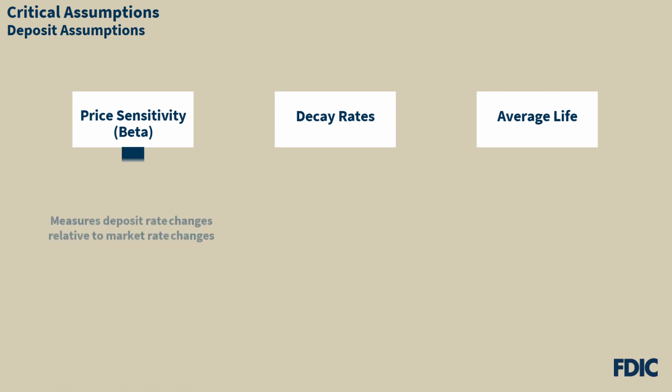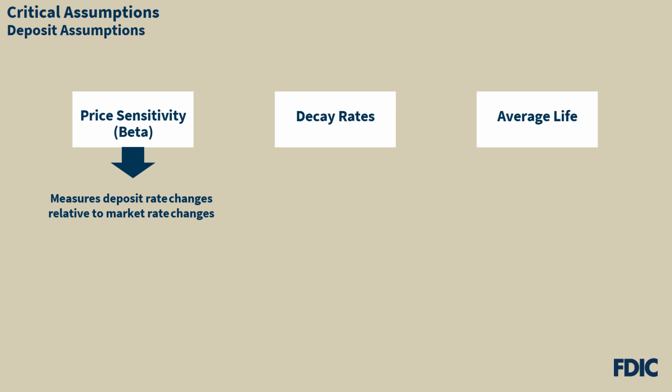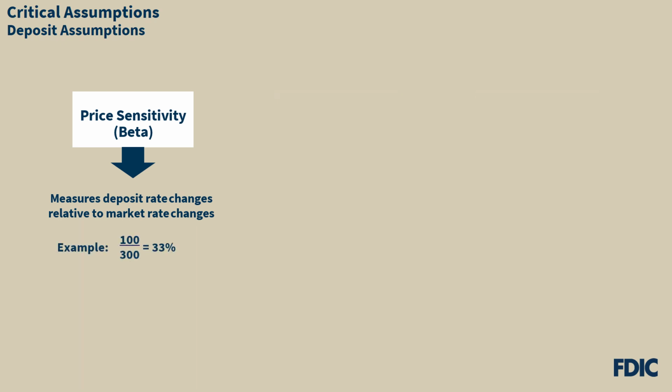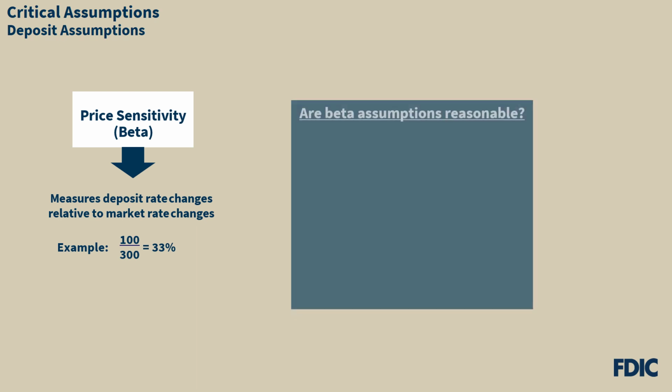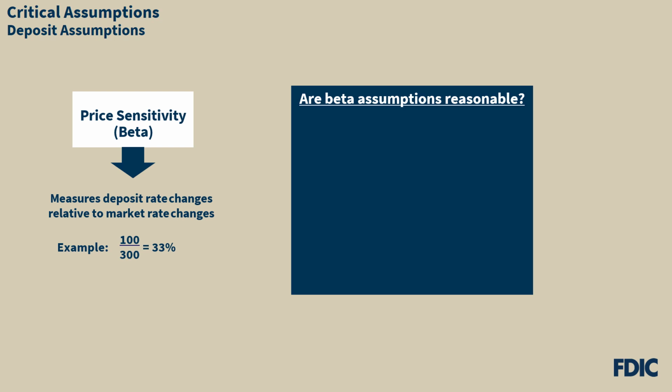The price sensitivity assumption measures the degree to which the rate on a deposit will change when the market rate changes. In the earlier discussion on income simulation, the rate on the non-maturity deposits only changed 100 basis points in the plus 300 basis point shock because management assumed a beta of 33%. It's important to understand the model's beta assumptions to ensure they are reasonable in both rising and falling rate environments.